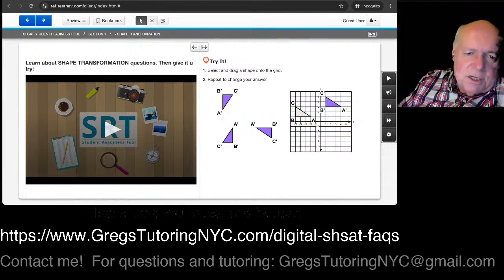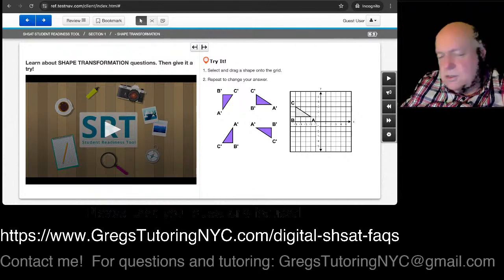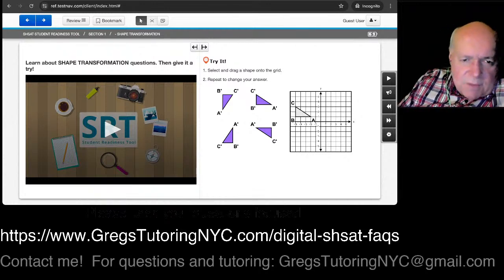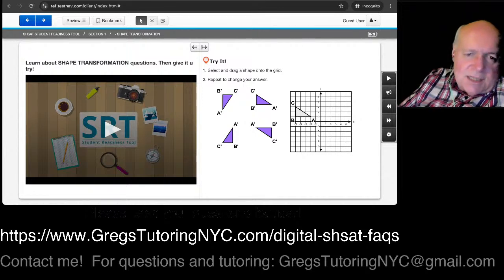So they would give us instructions for some transformation to happen to the original shape. And if you notice the three choices they give here, plus this one, and I can drag it back here, these are A prime, B prime, C prime. Again, this is leaning towards being a SHSAT 9 question, but it could also be a SHSAT 8 question. It doesn't have to be. And again, this is only a sample to represent the dragging feature of the transformation.